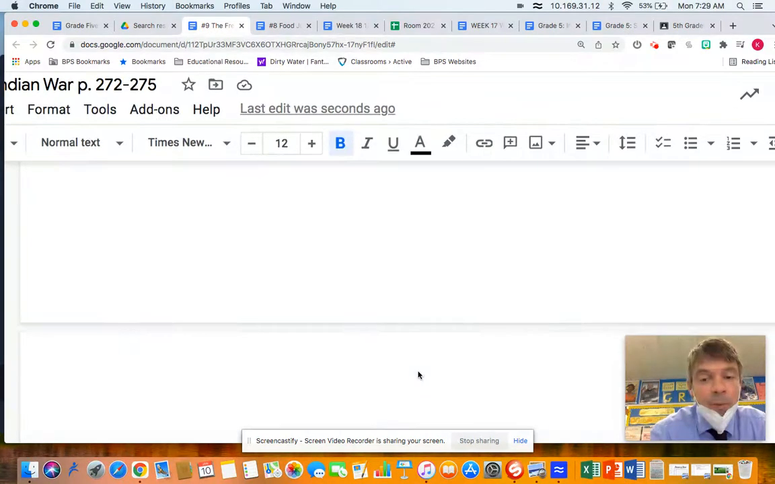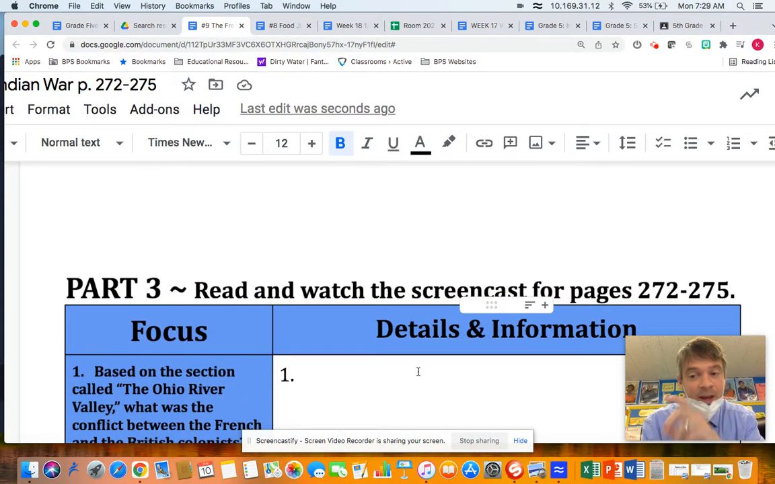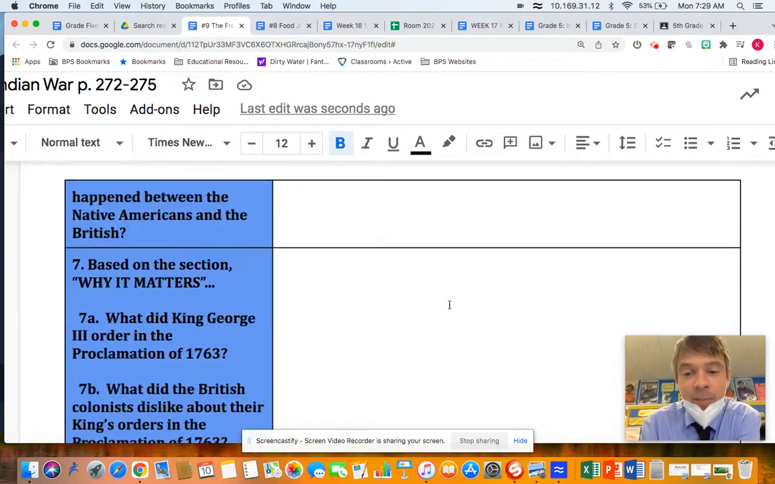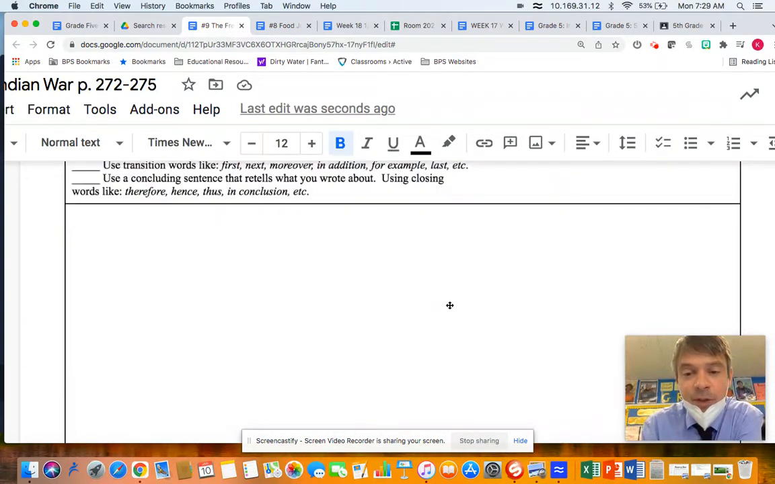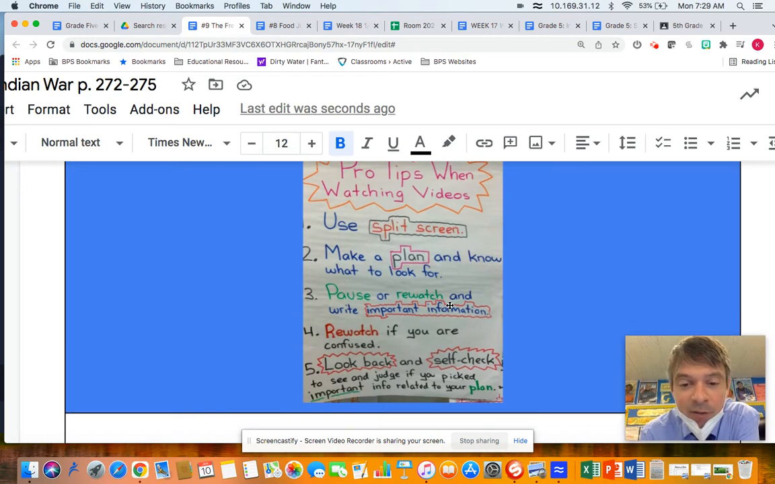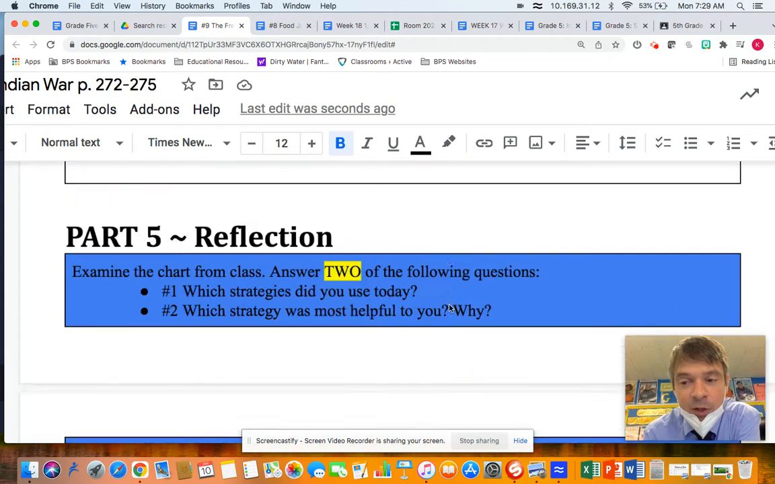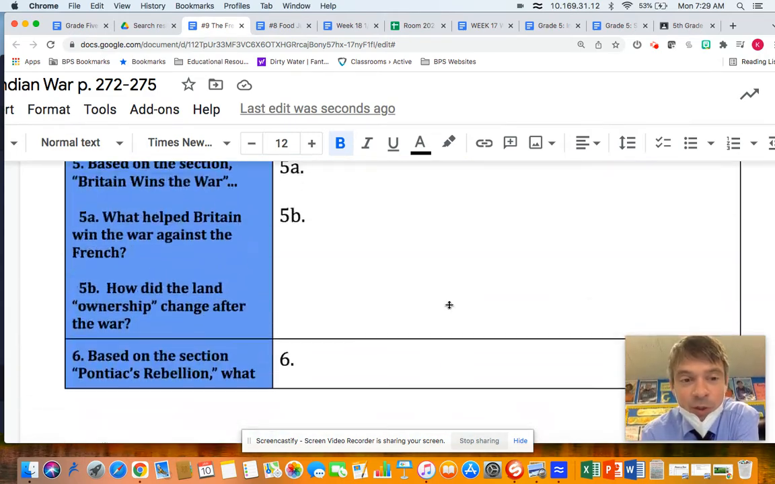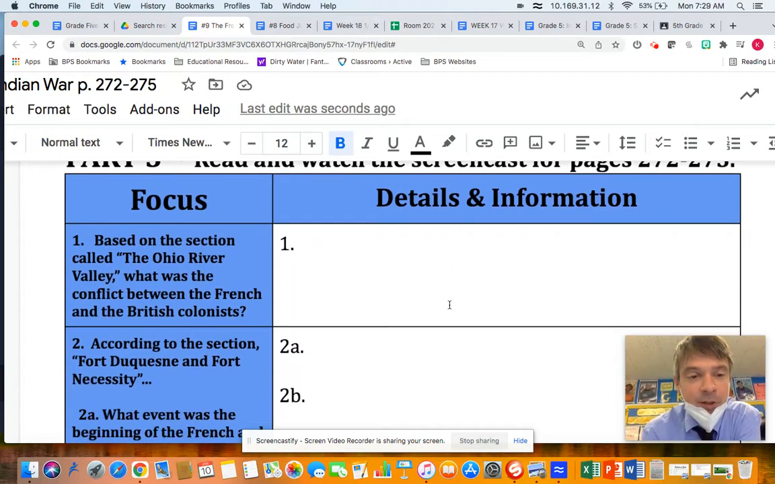Okay, so we're going to be going into more of your reading in a moment. I like to use, if you look down at the bottom here, these strategies. Here's the map you're going to see. Here's some pro tips from last week. Strategies: you can use split screen if you'd like to. You can make a plan to know what to look for. You can pause and re-watch things and write down the important information. Re-watch things if you're confused. Look back and self-check and judge yourself to see if you picked the most important information related to your plan. So your plan is usually looking at the questions so you know what you're looking for, and make sure you find the most important information.